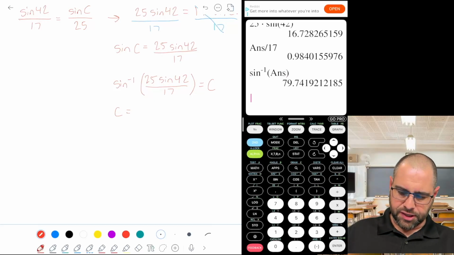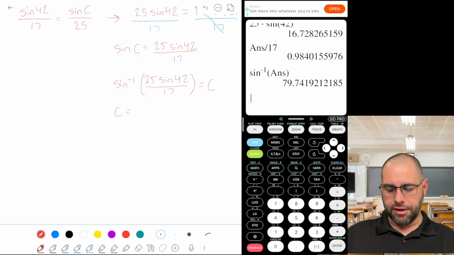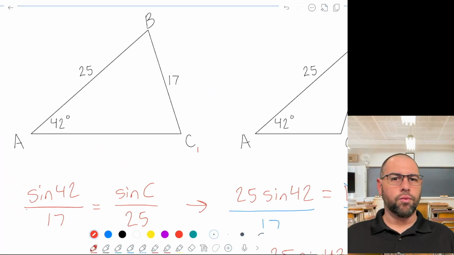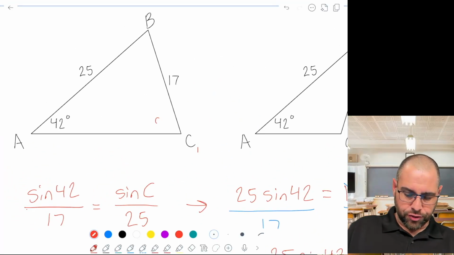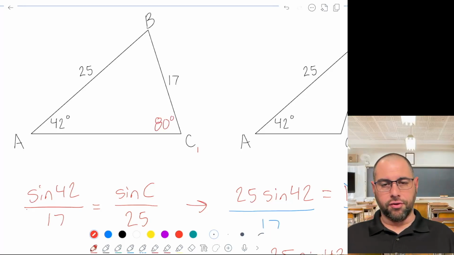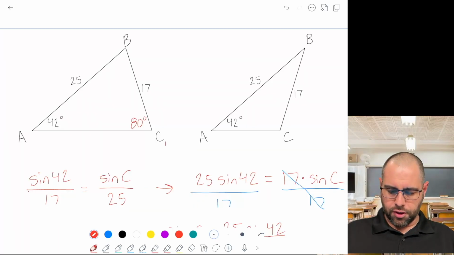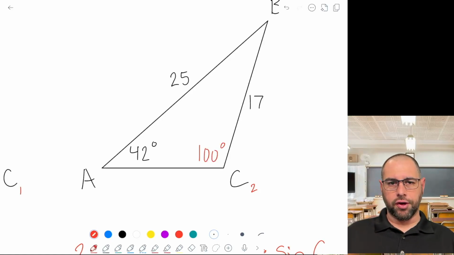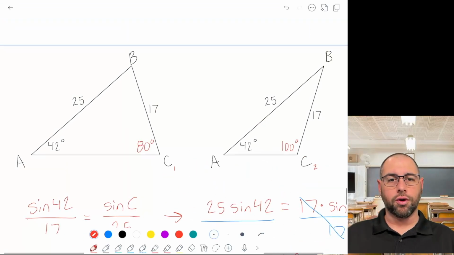And we get 79.7. I think we should just call it 80 degrees. Now keep in mind, that is angle C1, we'll call it right now. So that makes this 80 degrees. Based on what I did before, that would make this angle C2 100 degrees. They're supplements of each other. Both situations work just the same.